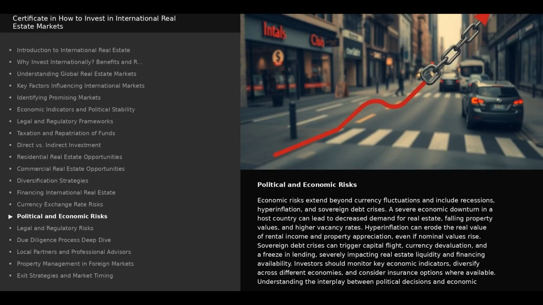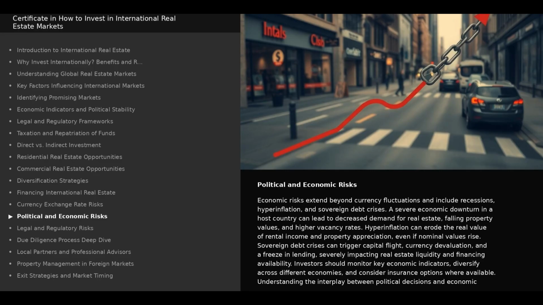Economic risks extend beyond currency fluctuations and include recessions, hyperinflation, and sovereign debt crises. A severe economic downturn in a host country can lead to decreased demand for real estate, falling property values, and higher vacancy rates. Hyperinflation can erode the real value of rental income and property appreciation, even if nominal values rise.